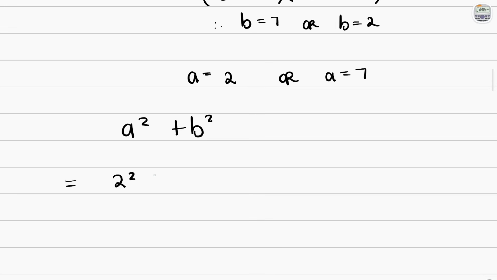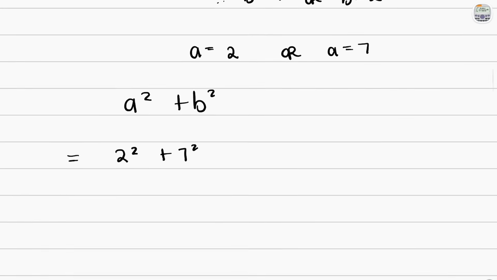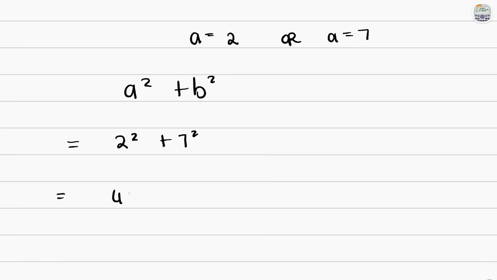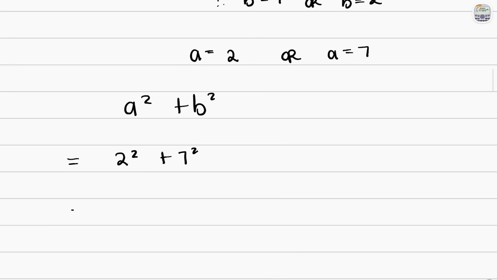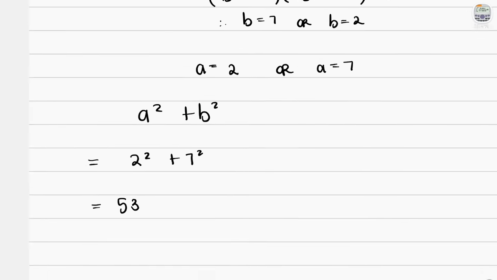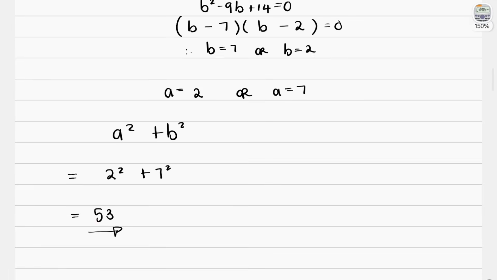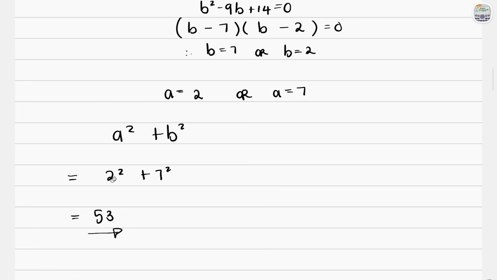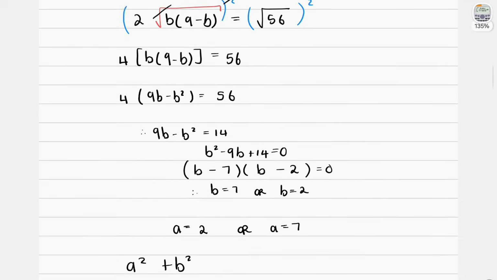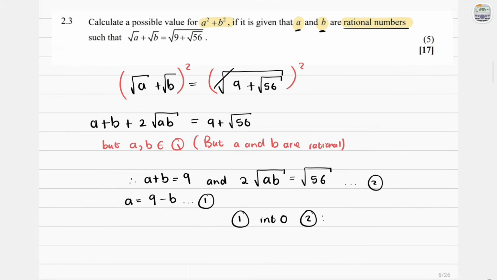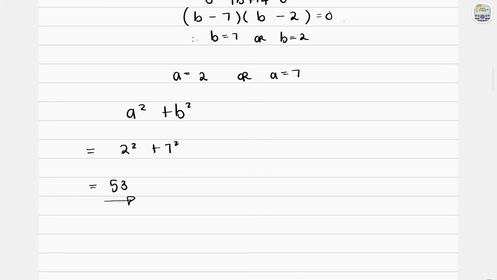Therefore, we have 2 squared plus 7 squared, and this is equal to 4 plus 49, which is 53. And so A squared plus B squared gives us 53. And that is our answer. That was the final answer. You can also try it as 7 squared plus 2 squared, and you see how it's just going to be exactly the same thing. So that is our answer, and that is it for question 2.